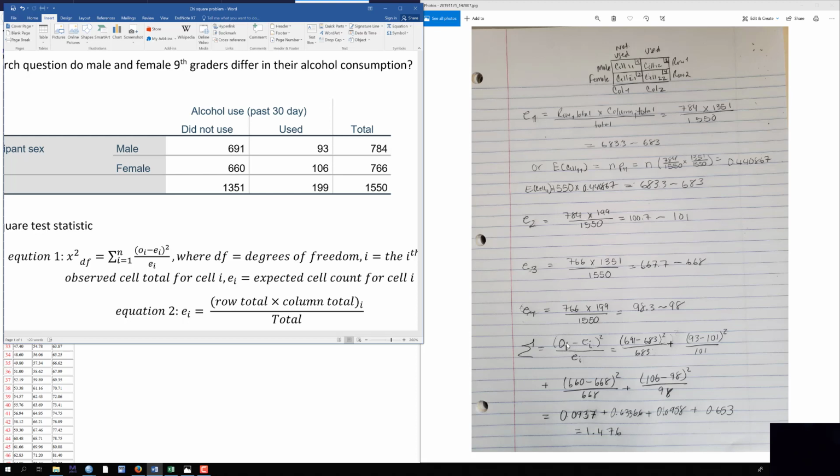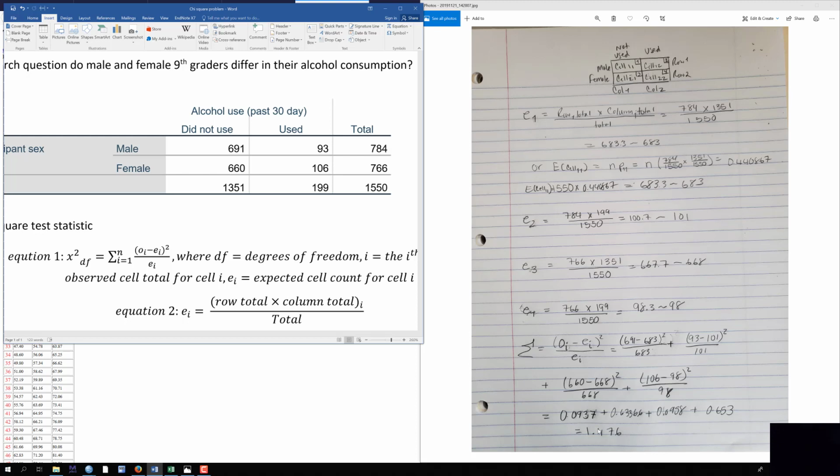The last step is to plug these all into our formula. This is the observed value for cell 1, which is 691, minus its expected value. We go up here and it's 683. So we get 691 minus 683. We square that and divide by the expected value, 683. We do the same for each of the other 3 cells. For cell 4, the observed value is 106 minus the expected value, which is 98. We square it and divide by 98. We get these values here and a final chi-square value.